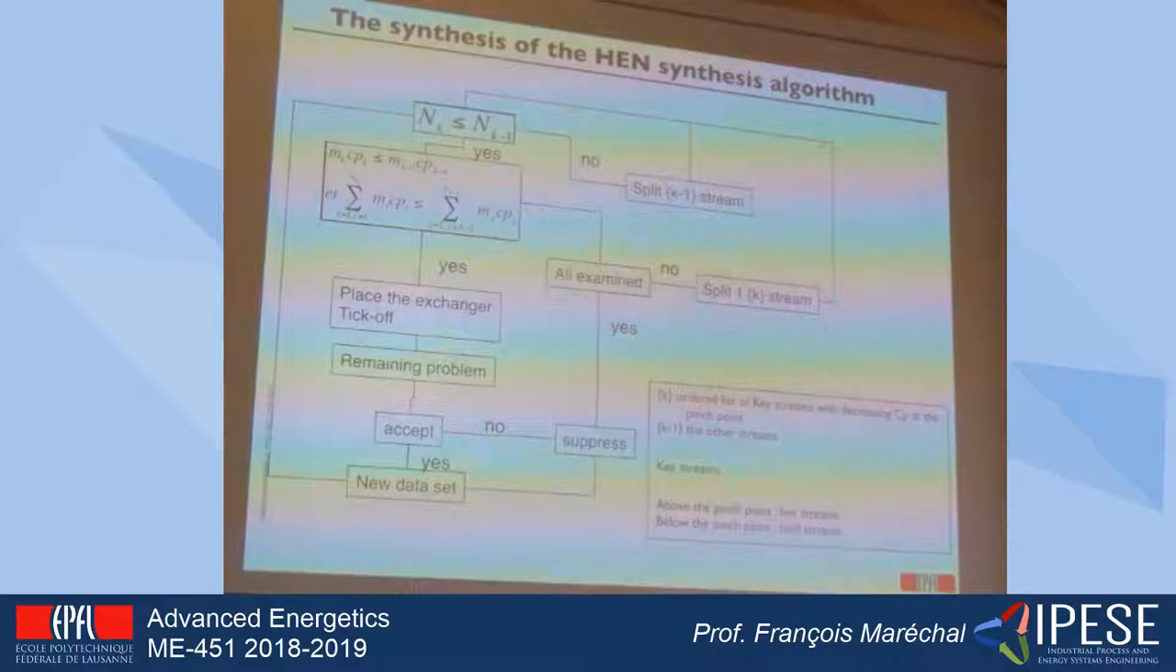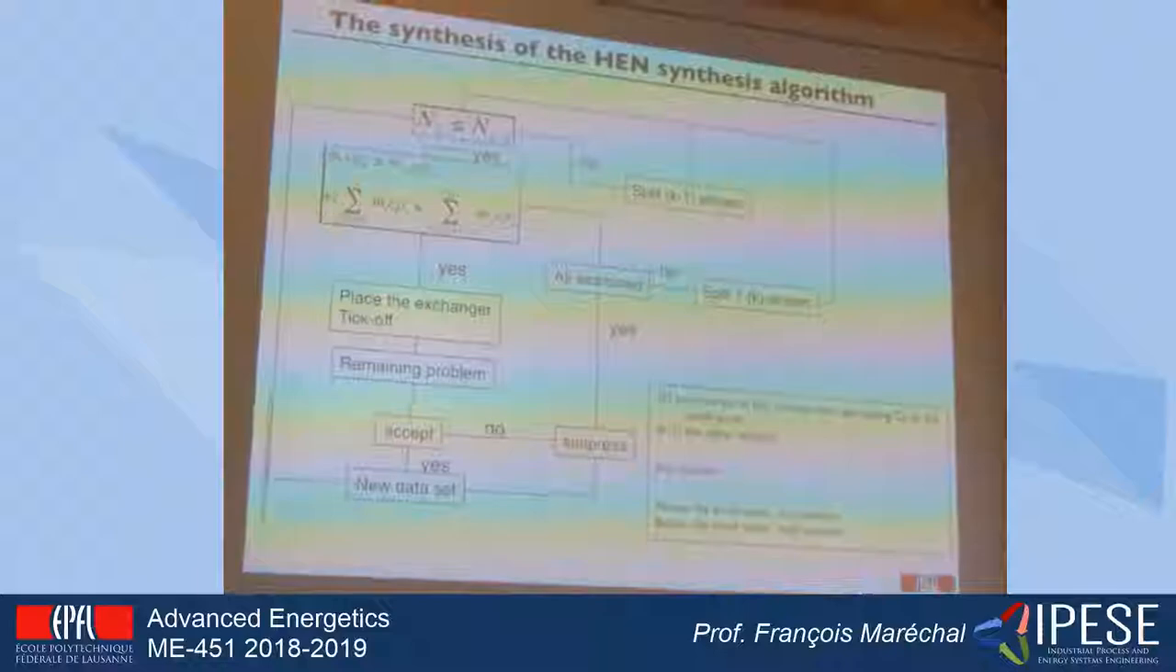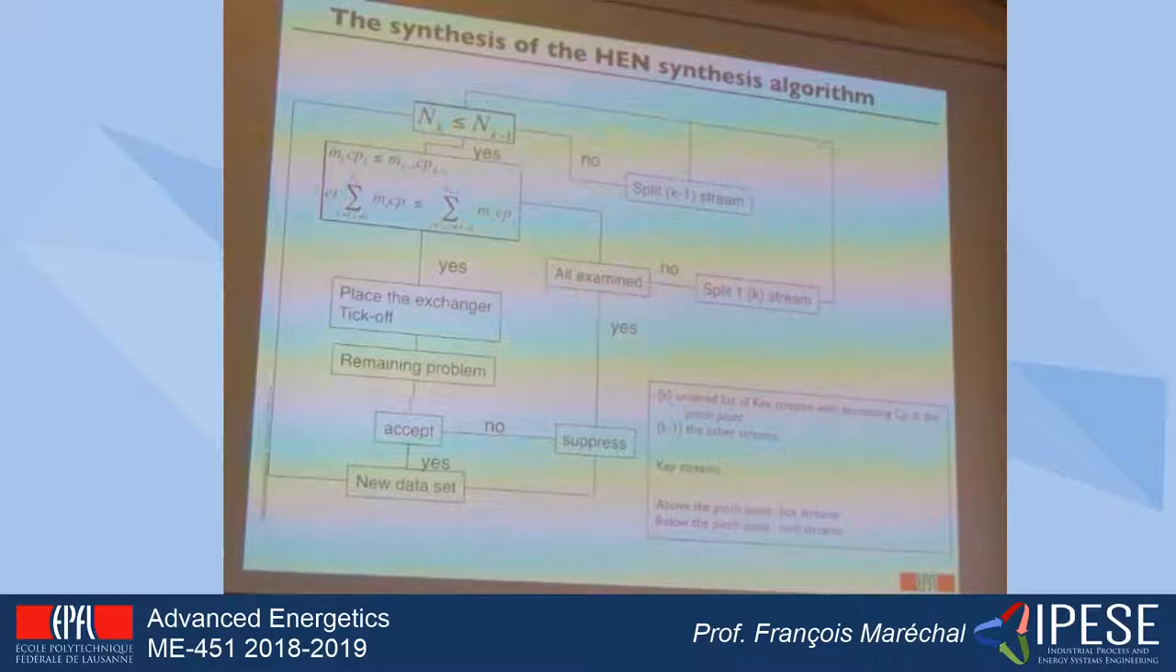And once I have identified the key streams, I have some rules that guide me towards the design of the heat exchanger. First, I need to have enough cold streams to cool down all the hot streams that need to reach the pinch. That's the number of streams rule. If I do not find enough, I will have to split the streams in such a way that I will have enough cold streams to cool down all the hot streams.